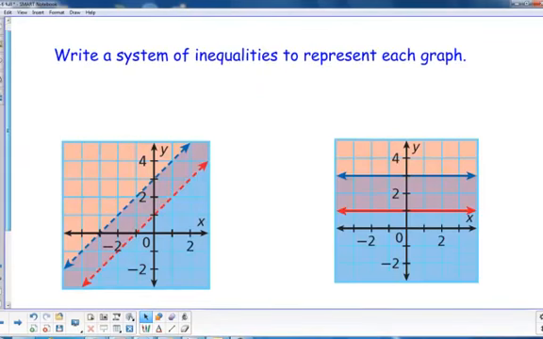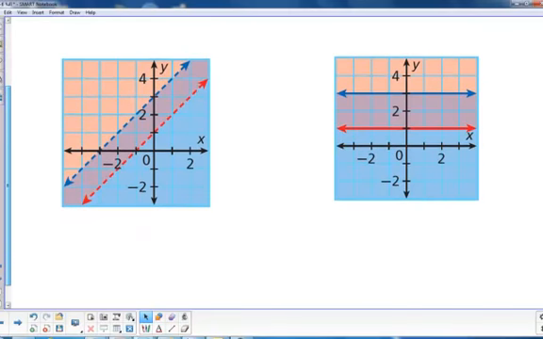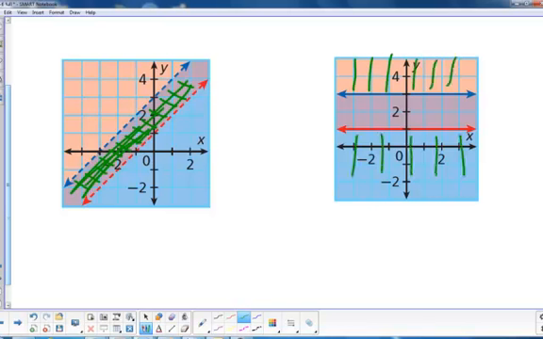Okay, this last time we're going to actually write the inequality. The shading's a little hard to see. So let's say that this one is shaded right here. Let's say this one has double shading, since the other one we didn't. And then let's say this is shaded above and below. We'll go with that.